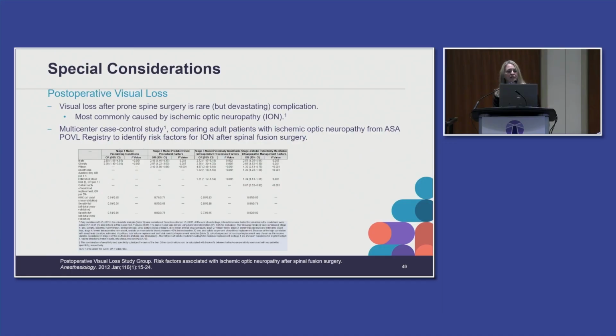Another special consideration in spine surgery is postoperative visual loss. This is fortunately a rare, but unfortunately a very devastating complication. It's most commonly caused in spine surgery by ischemic optic neuropathy. A multi-center case control study comparing adult patients with ischemic neuropathy from the ASA postoperative visual loss registry identified a number of factors related to increased risk. Those are highlighted there, but male sex, obesity, and use of a Wilson frame are included. And then also interestingly, it's higher risk if there's a lower colloid to crystalloid ratio. Perhaps that makes sense because of the edema that's occurring with crystalloid.